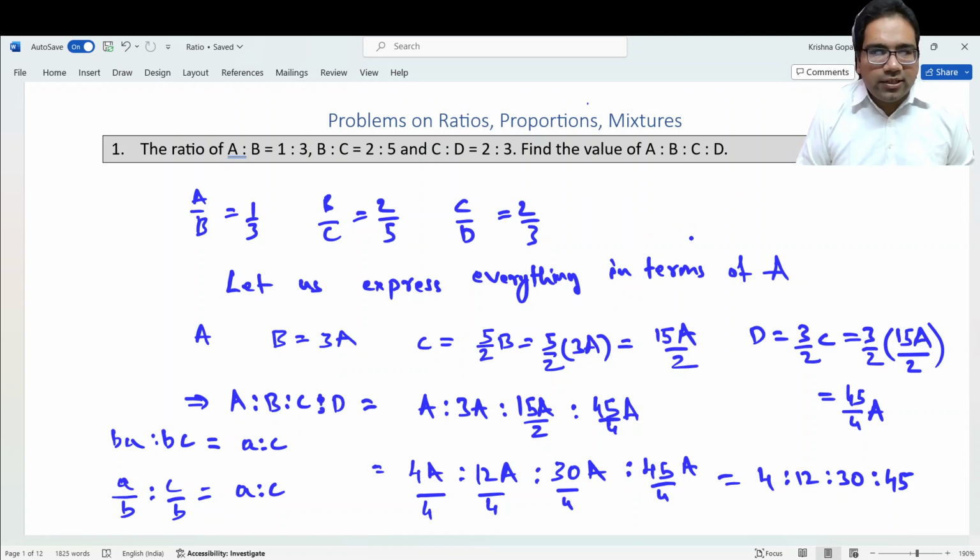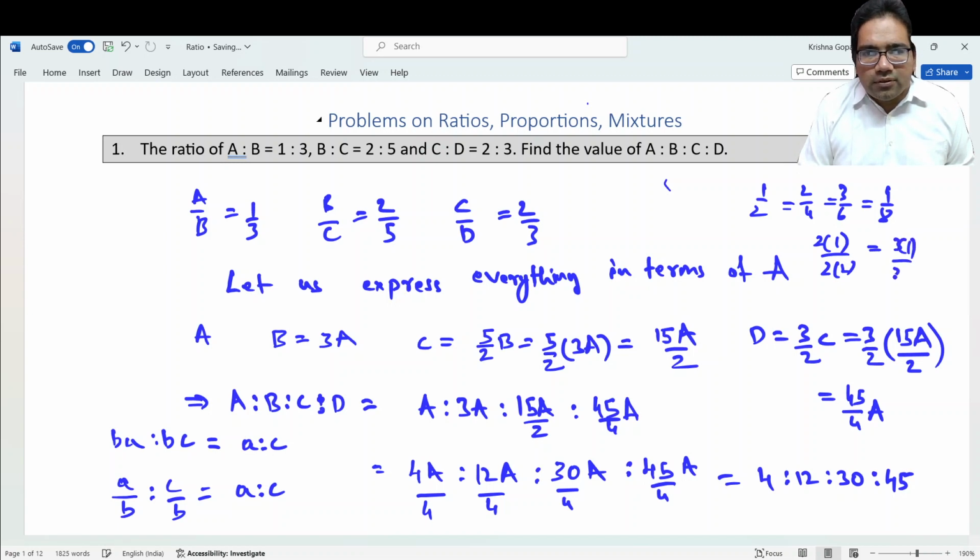Right, that we can write as 1 by 2, we can write it as 2 by 4, 3 by 6, 4 by 8, etc. All are same. What we are doing, this 2 by 4 is equal to 2 into 1 by 2 into 2. 3 by 6 equal to 3 into 1 by 3 into 2. 4 by 8 is equal to 4 into 1 by 4 into 2. See, we are multiplying numerator and denominator with the same number. So then the fraction will remain same.